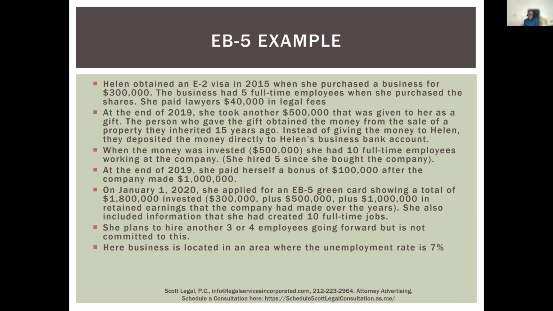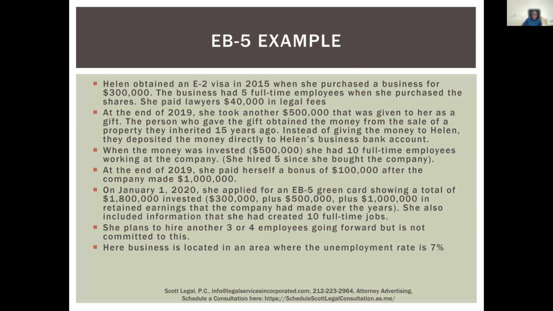At the end of 2019, she paid herself a bonus of $100,000 after the company made $1 million, right? So on January 1st, she applied for EB-5, saying she's invested $1.8 million, the 300, 500, and $1 million that the company made. And she also says she's already met the requirement for the 10 full-time jobs, because she has 10. She plans to hire 3 or 4 more, but doesn't really want to. And her business is located in an unemployment area where the unemployment rate is 7%. So let's go through this and talk about some of the issues.